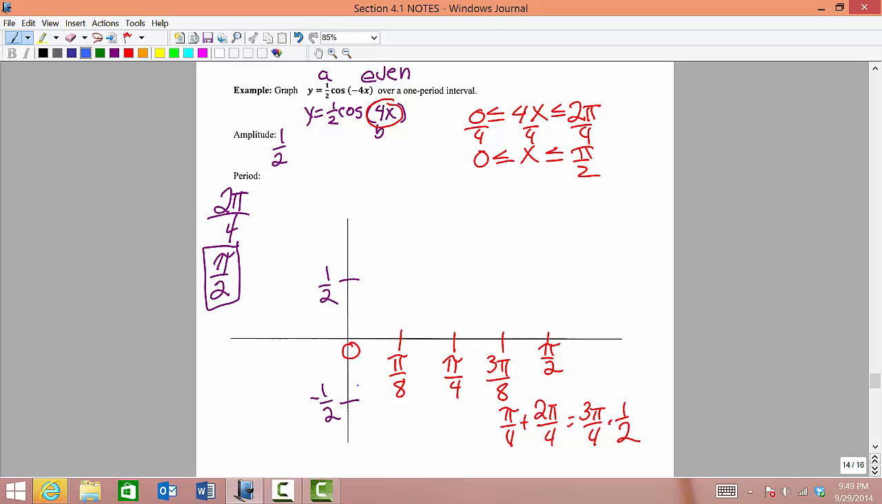We have our amplitude, and now we're going to graph our cosine function. And it's the basic shape of cosine. Starts at the maximum, comes back down to the x-axis, goes to the minimum, comes back up to the x-axis, and then back to the maximum. So this is one period of our cosine function, where the period is pi divided by 2, or pi over 2, and our amplitude is a positive 1/2.